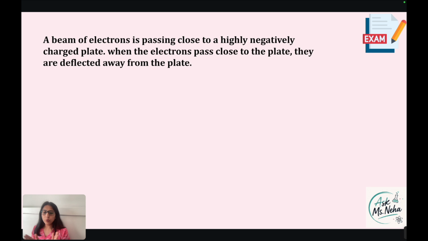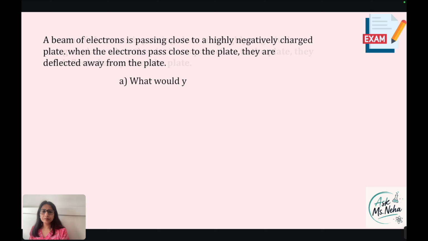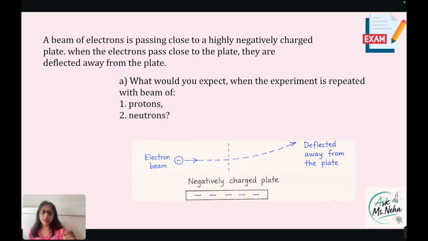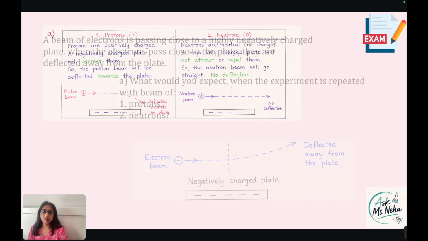All right, we understand the question. Let's see what the question is asking us to do. What would you expect if the experiment is repeated with protons, the positive particles, or neutrons? Let's sketch the image to make it simpler for us. So if we are going to make the image for electrons, we see the electron beam which was coming. As it approaches the negatively charged plate, it's deflected away from the plate. Okay, now we are going to sketch the same for positively charged protons and the neutral charged neutrons.